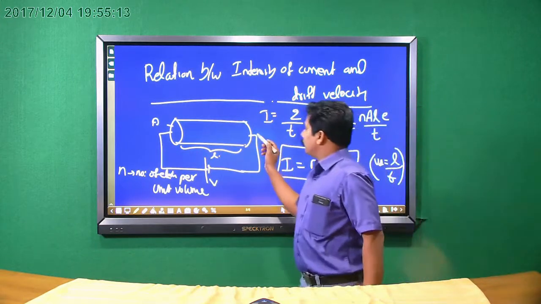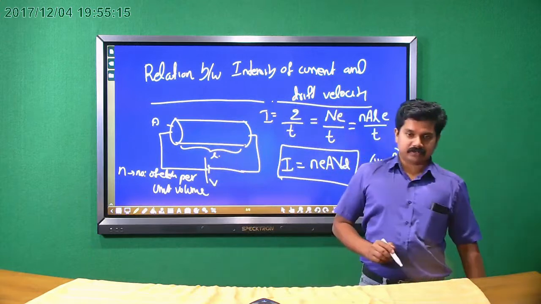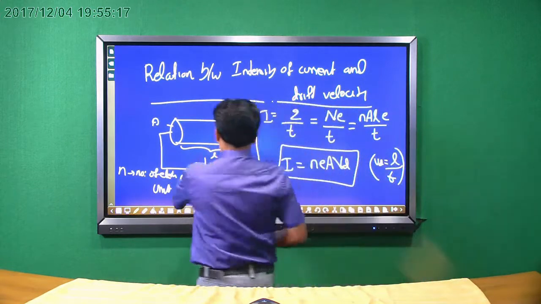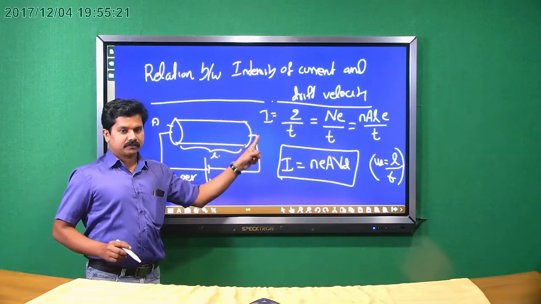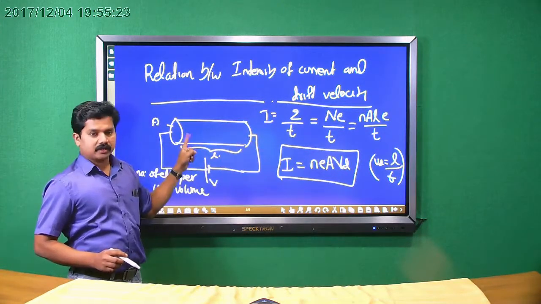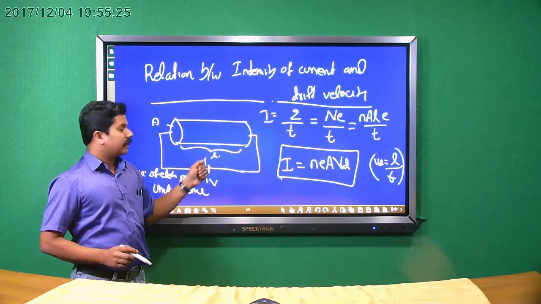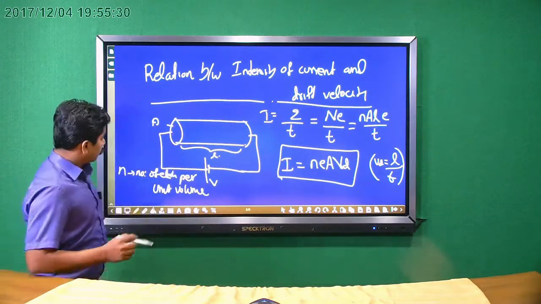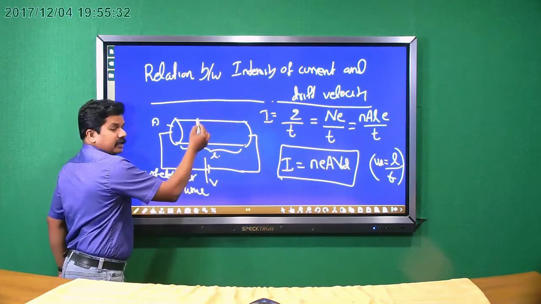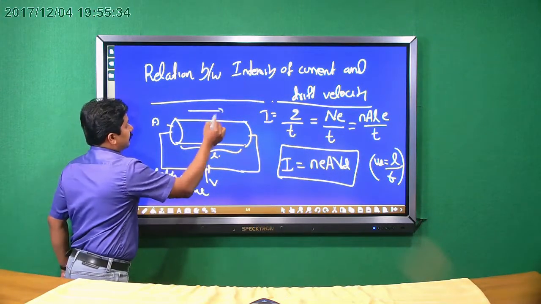We know electrons will move in the opposite direction of the electric field, right? That is, in this case, negative to positive. This is the positive side and this is the negative side. Electrons will move in this direction. But conventionally we consider the current to be in the direction of the motion of the positive charges. So when the electron moves in this direction, the current direction will be in this way.